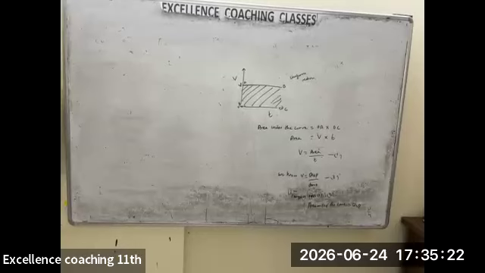Next one, differentiate between velocity and acceleration. These are the types of theory questions you can get. Differentiate between velocity and acceleration. Take down velocity. First point: velocity is the rate of change of displacement with time.